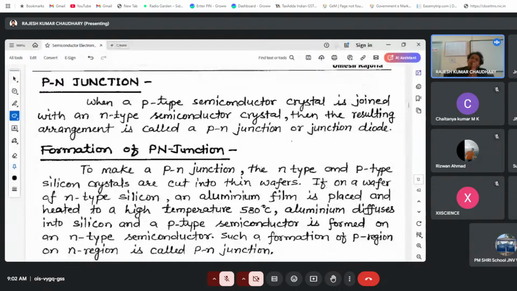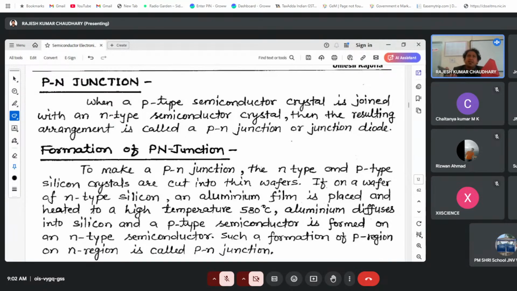Now we have made p-type semiconductor and n-type semiconductor. Now we will discuss how we can make a p-n junction diode. How we can make a p-n junction diode, you know. Very simple. Suppose we have two wafers, one of p type and the other of n type.